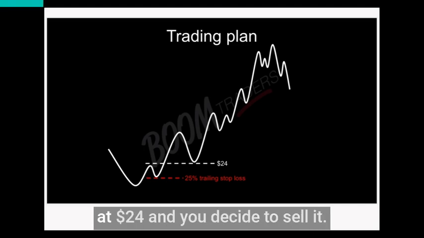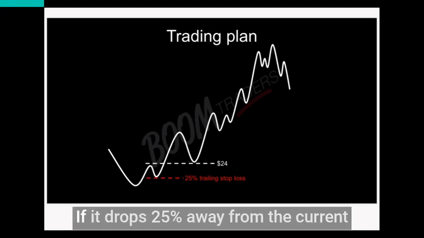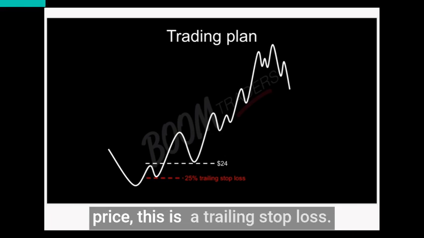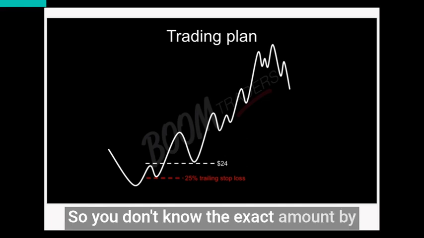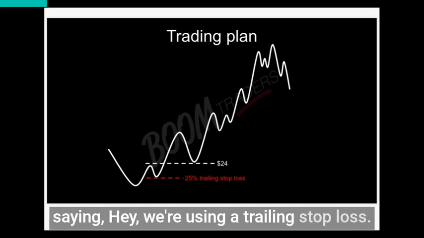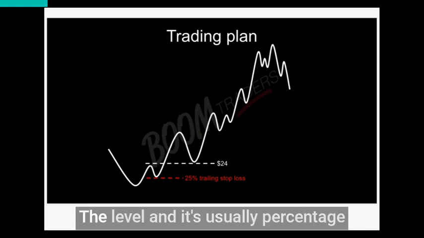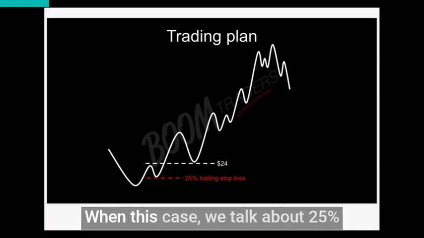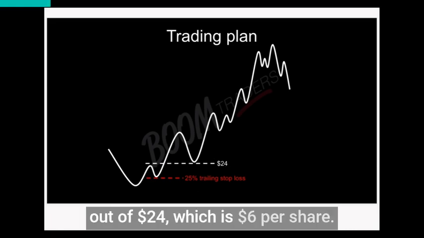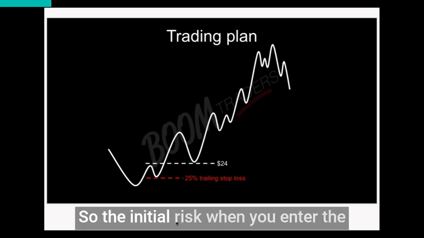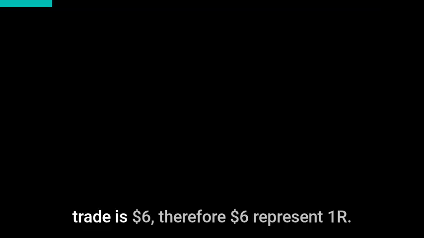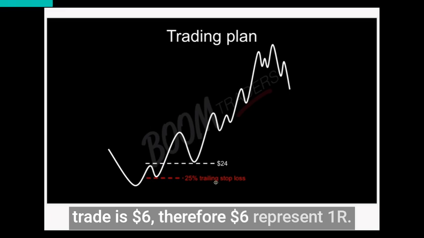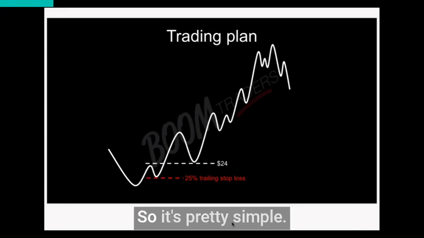Here's another example. Now imagine you buy a stock at $24 and you decide to sell it if it drops 25% away from the current price. This is a trailing stop loss. So you don't know the exact amount by saying, hey, we're using a trailing stop loss, and that's how we're going to do the level. And it's usually a percentage away from the purchase price. What is your initial risk? In this case, we talk about 25% out of $24, which is $6 per share. So the initial risk when you enter the trade is $6. Therefore, $6 represents 1R. So it's pretty simple.